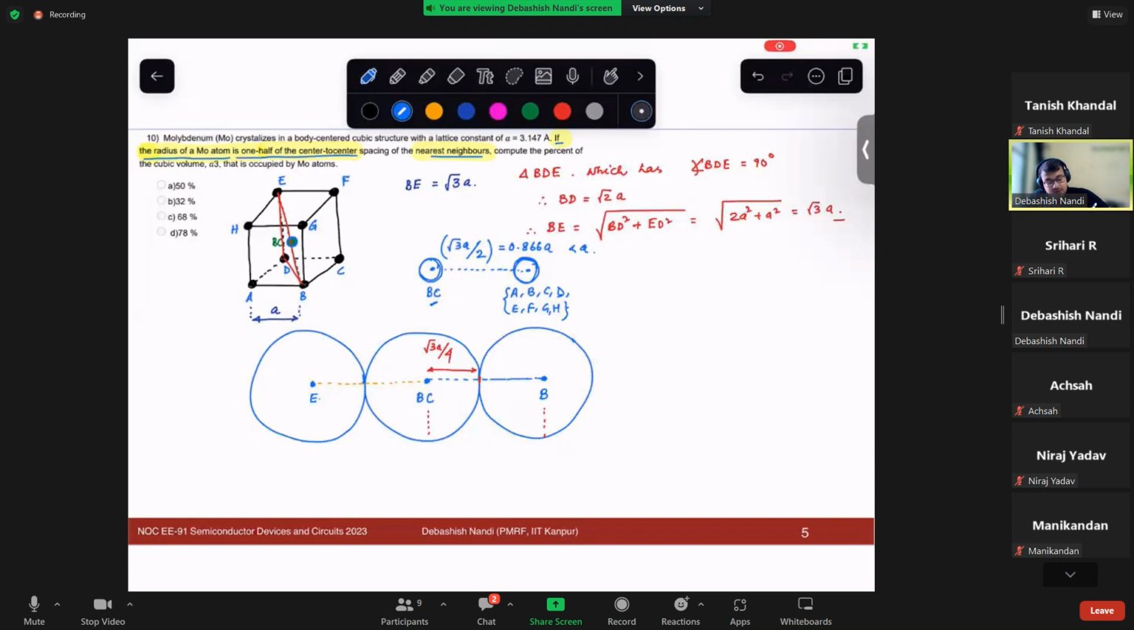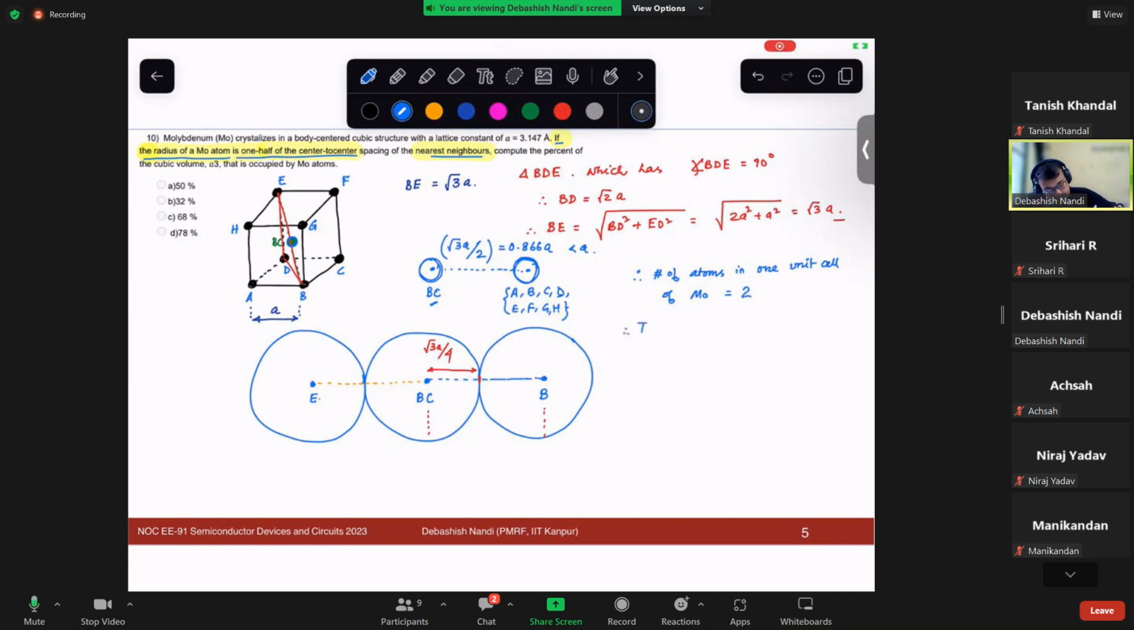Okay, so now tell me, the number of atoms in one unit cell of molybdenum. It is a body centered cubic, right? So it should be 2. This we have discussed in the last class: one center atom and 1/8 of the 8 corner atoms, that gives me 1 plus 1 is 2. Fine.